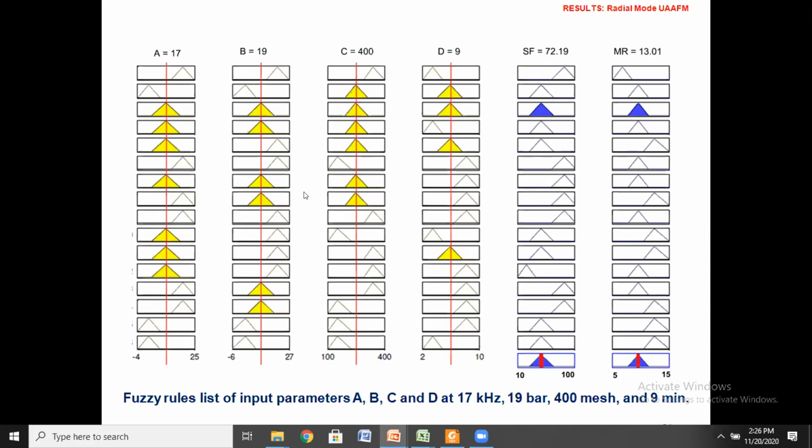Maybe I have written some 100 rules stating that if A increases, B increases, C increases, D increases, then what happens to surface finish? Either it increases or decreases. That is one rule. Another rule is, say, if A increases, B decreases, C increases, D decreases, then what happens to surface finish? I will just write a rule that surface finish will increase. Similarly, if A decreases, B decreases, C decreases, D decreases, I will write MRR will increase.